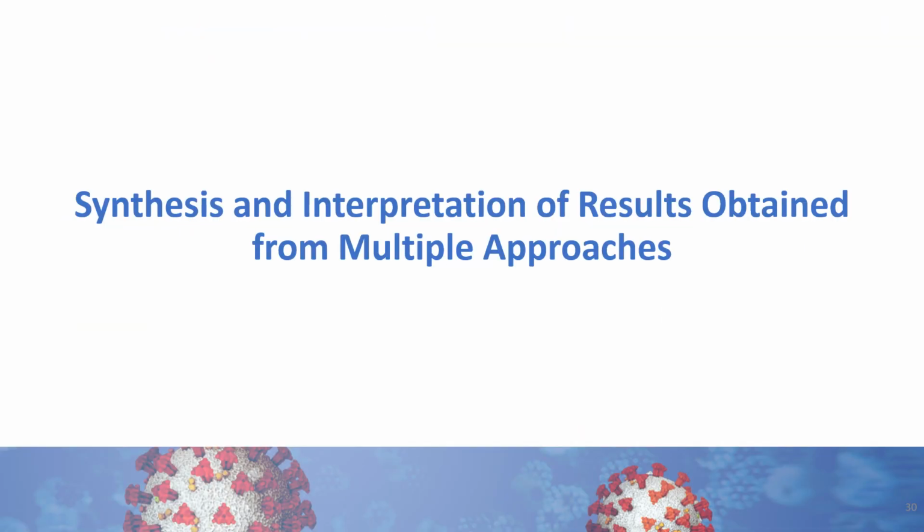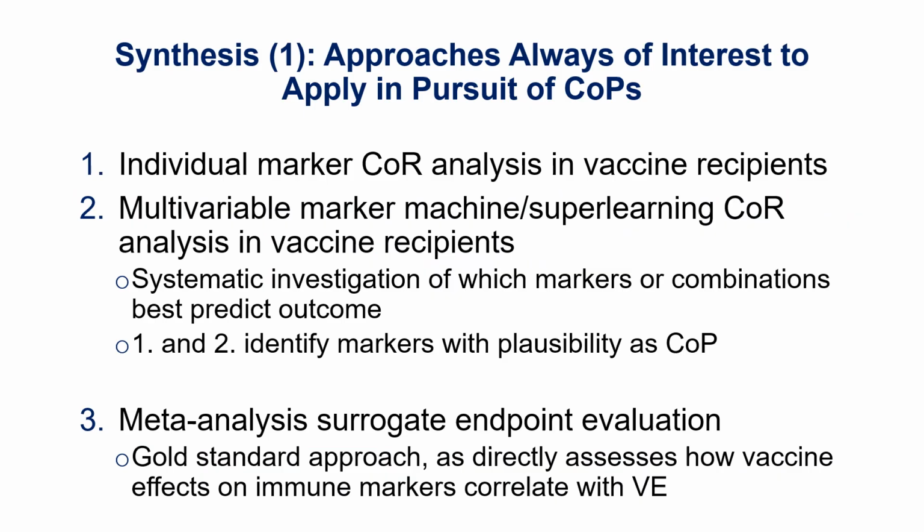So I'd like to conclude by talking about synthesis and interpretation of results obtained from multiple approaches. And the first thing I'd like to say is that some of these analyses, I think, are essentially always of interest to do for any randomized vaccine efficacy trials where we collect the marker data. So we're always going to want to study for each immune marker correlates of risk in the vaccine recipients.